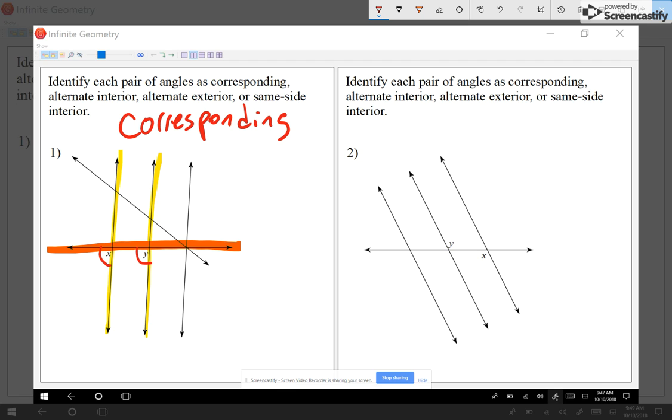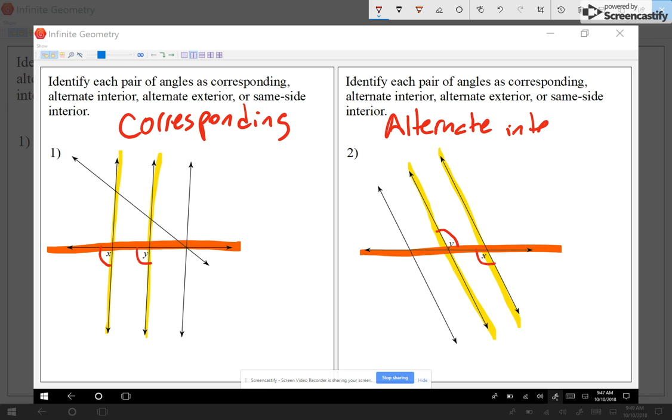So once again, I'm including extra lines, extra rays that have nothing to do with your angles. Looking at question number 2, the parallel lines are these two. My transversal is this one. So I'm dealing with angle Y, angle X. Once again, I'm not asking you to solve, I'm just identifying the angles. They're on different sides of the transversal. One of them is on the top, one's at the bottom. So that makes it alternate. And because they're both in between the parallel lines, it's alternate interior.